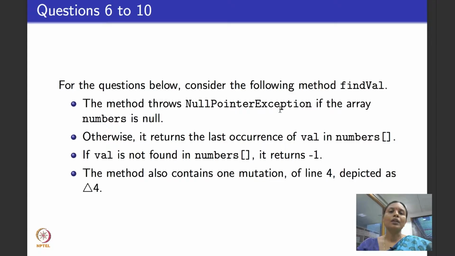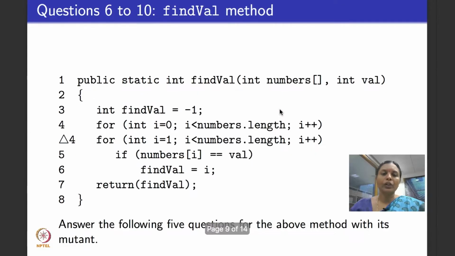In the code of the method, in line number 4, there was a mutation that was given to you, which was denoted by triangle 4. So we'll see the method. The method reads as follows. There is an array of integers called numbers, and there is an integer value called val. This method findVal is supposed to check if this integer value val occurs in this array of numbers and return the last occurrence of val in this array. If val is not found, it is supposed to return a -1, as I told you.